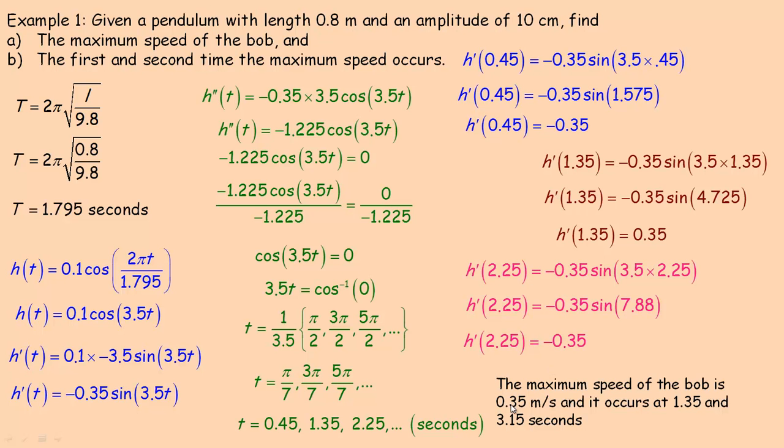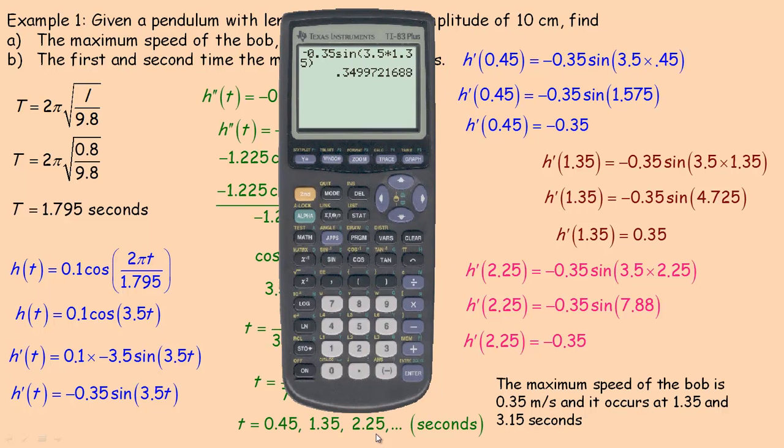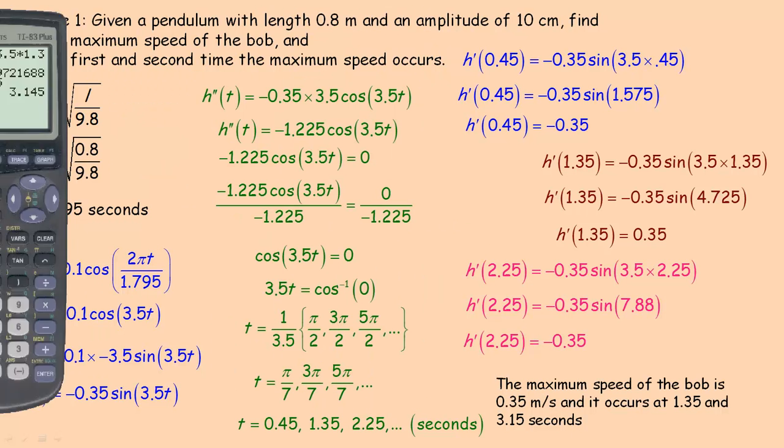So the maximum speed of the bob is 0.35 meters per second, and it would occur at, and see this is the first one at 1.35. If we want to find the next time, that would be the simplest way to do that. It's the very next one after the 2.25. But you see, if we take this 1.35 seconds, that number right there, and add that period 1.795, so 3.145, so 3.15 seconds approximately. So that would be the maximum speed.